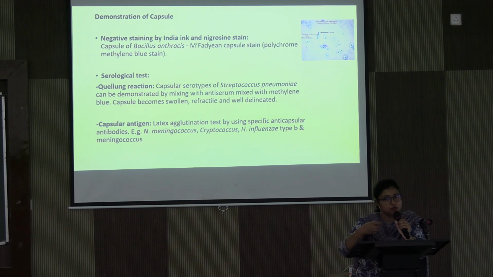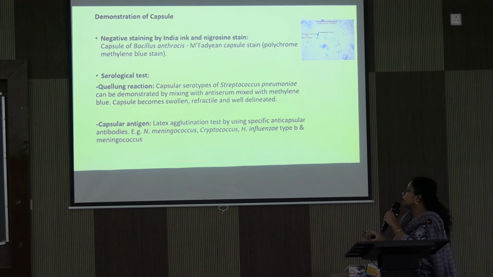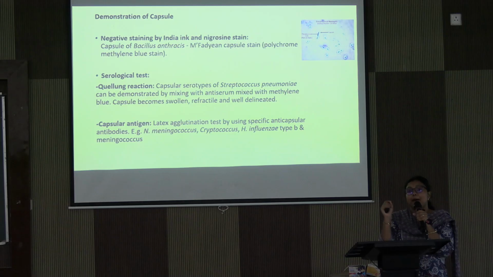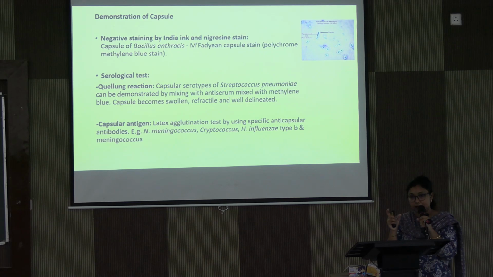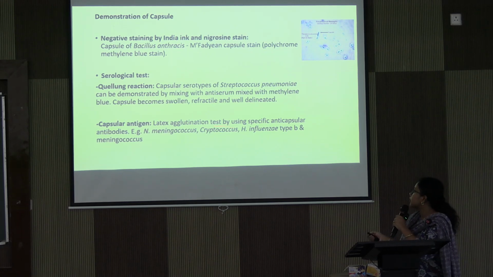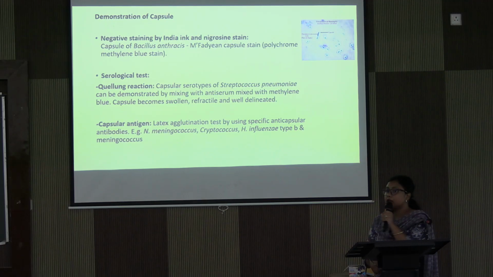ASO, CRP, you don't remember? Okay. So similarly, we can detect the capsular antigen by latex agglutination test for certain bacteria, certain microbes, such as Cryptococcus, which is a fungus, Neisseria meningitidis, and H. influenzae type B. So this much you have to write.